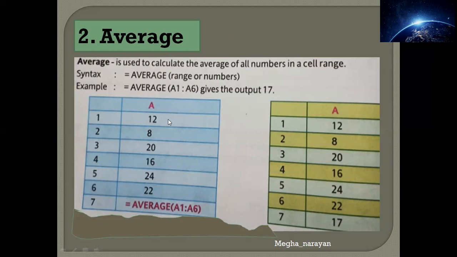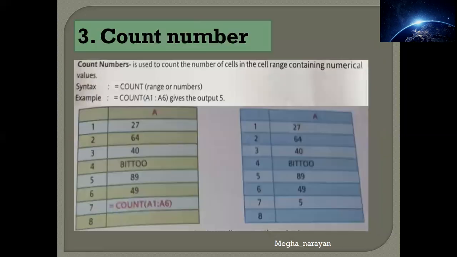Using this, you will consider from A1 till A6. It will take the average of all of the numbers together and will directly get you the result. Here the output you can see is 17. It had added all of them together, carried out the average and given you the result. This was the second type of function, average.